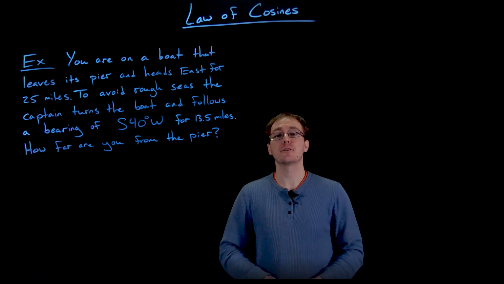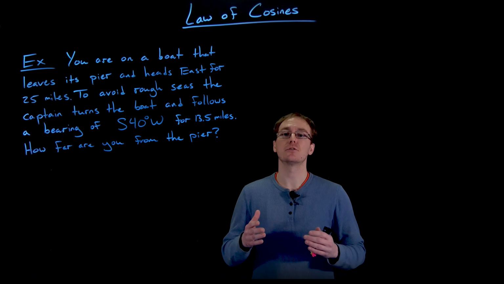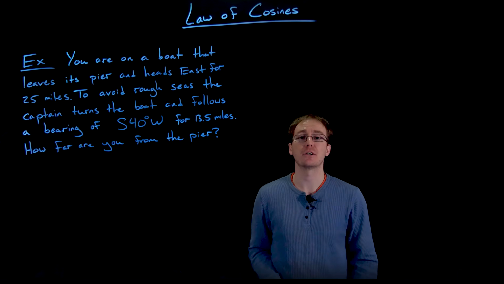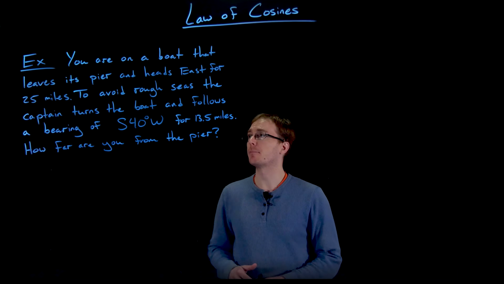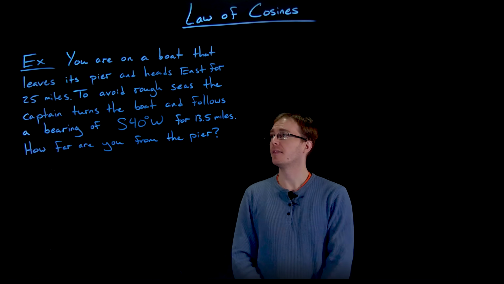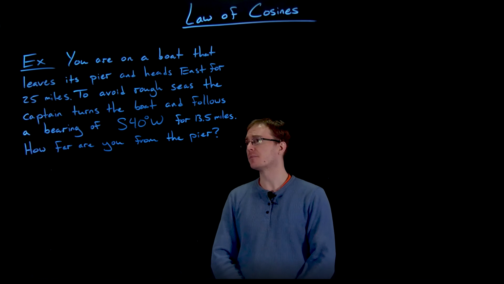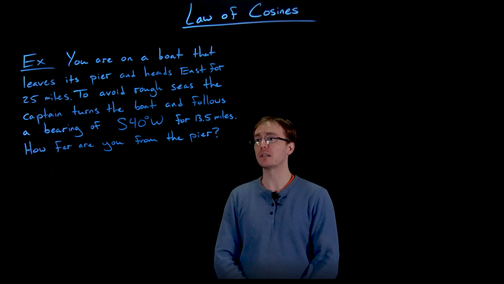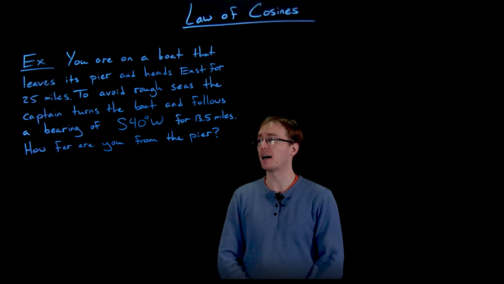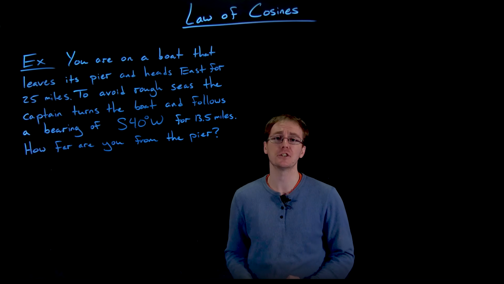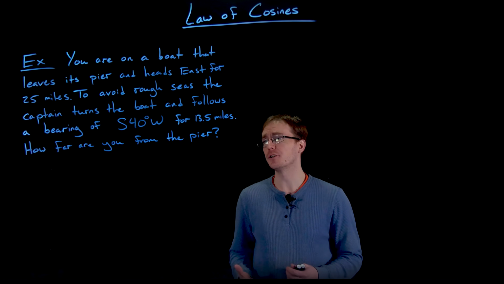Hello everyone, let's go ahead and look at an application problem. We're going to have to use the law of cosines to help us figure out what's going on. In this example, we are told that we are on a boat that leaves its pier and heads east for 25 miles. To avoid rough seas, the captain turns the boat and follows a bearing of south 40 degrees west for 13.5 miles.